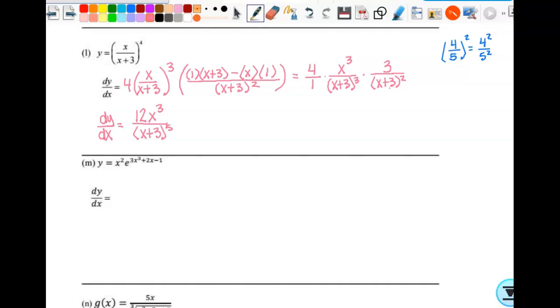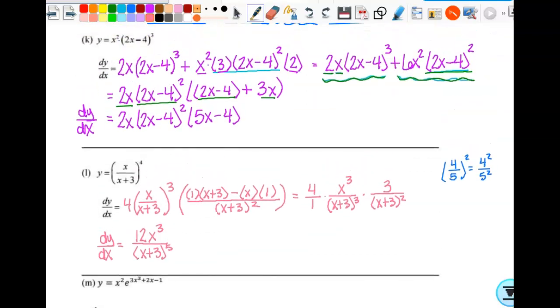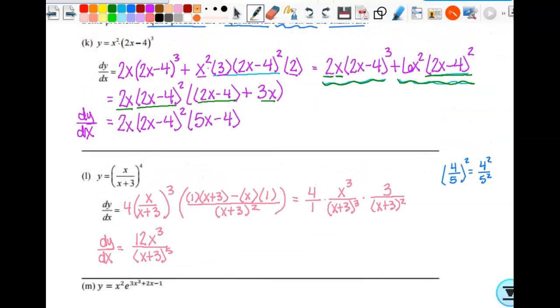Okay, so the difference between, okay, listen. Here I did product, then I did chain. Here I did chain, and then I did quotient. The difference is this cubed isn't outside of the entire thing. If I'd had, so this is not the question, but if it was something like x squared times 2x minus 4 cubed, like that. I mean, I could also distribute that, but whatever.